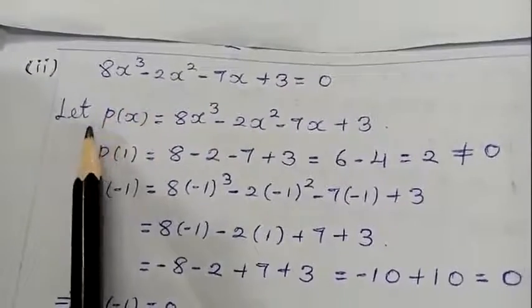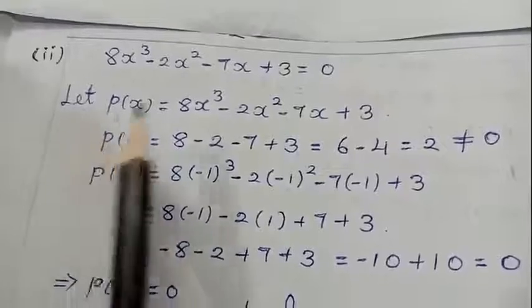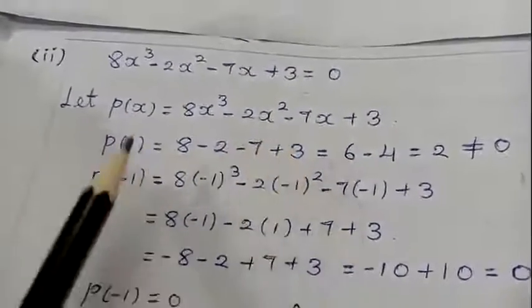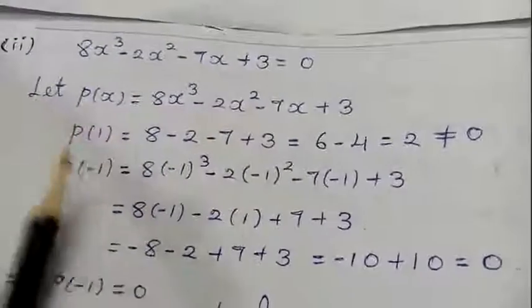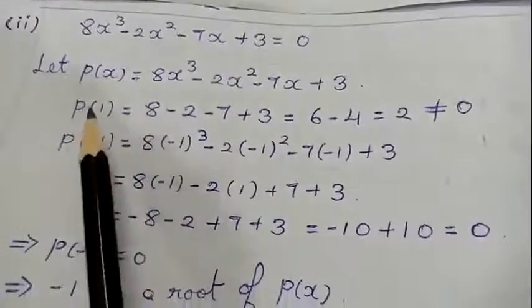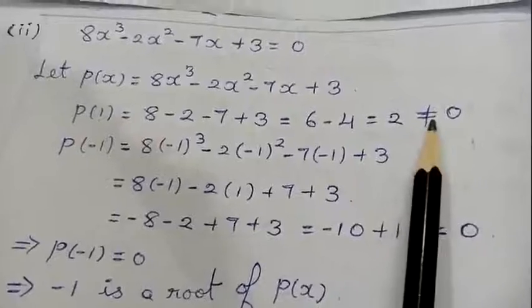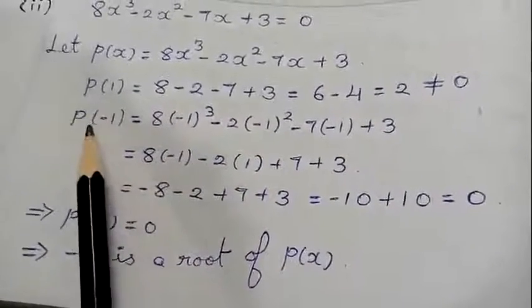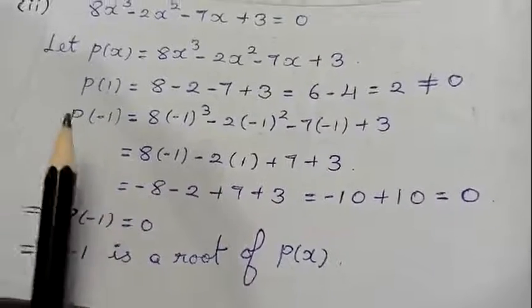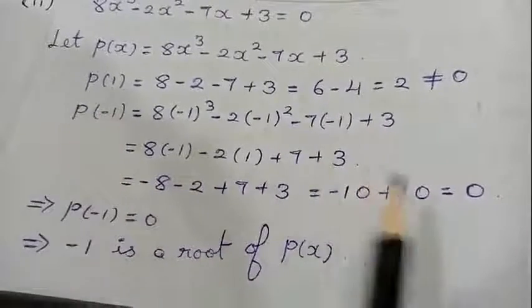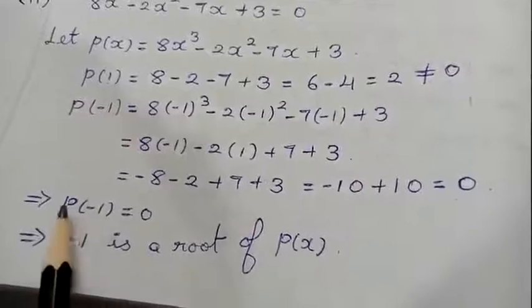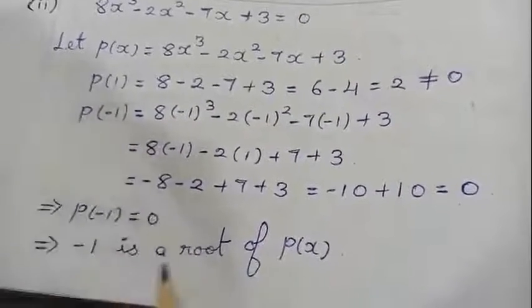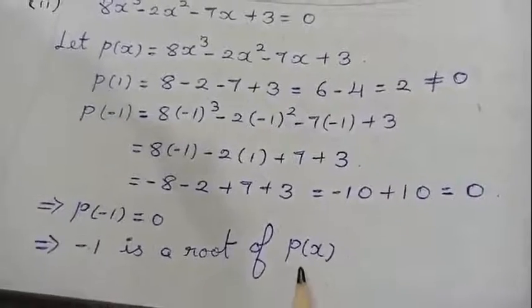I'm going to use a normal simplification method which is used in algebra. First, I'm going to give values for x in such a way that I should get the answer as 0. First, I'm giving plus 1. I'm not getting the answer as 0. Then I'm trying minus 1. When I replace x with minus 1, I'm getting the answer as 0. So I can say p of minus 1 equal to 0. That is, minus 1 is a root of p of x.